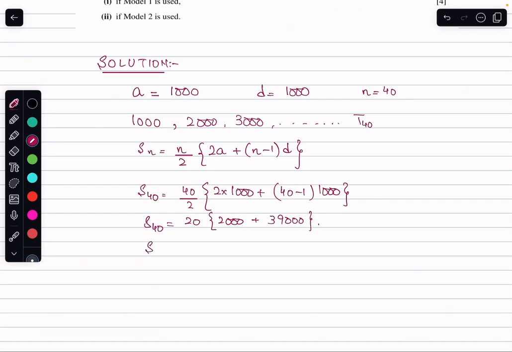Or I can say that the total money which has not been won up till this time period shall be 39,000 plus 2,000, giving me 41,000. Or I can say that this money up till 40 days is going to be 4 zeros and then 82,000. Now, this is the total money up till the 40th day, which has still not been won.